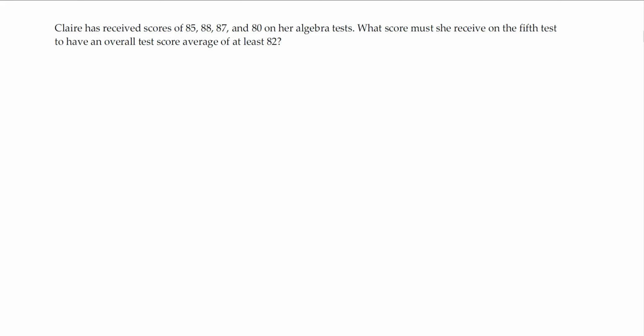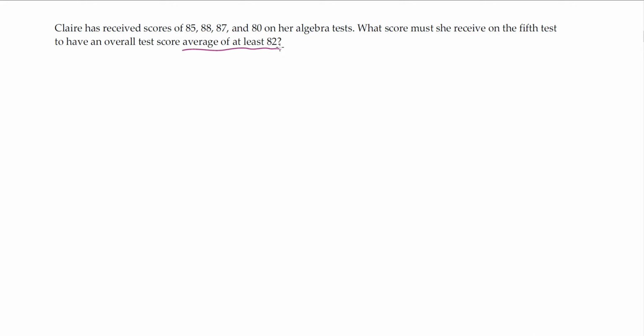Claire has received scores of 85, 88, 87, and 80 on her algebra tests. What score must she receive on the fifth test to have an overall test score average of at least 82%? Okay, so essentially, we want the average of at least 82%. This is the inequality that we're going to set up.